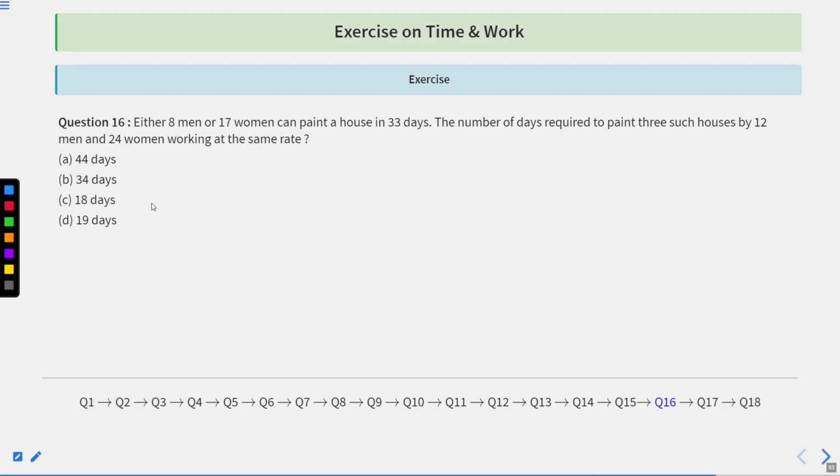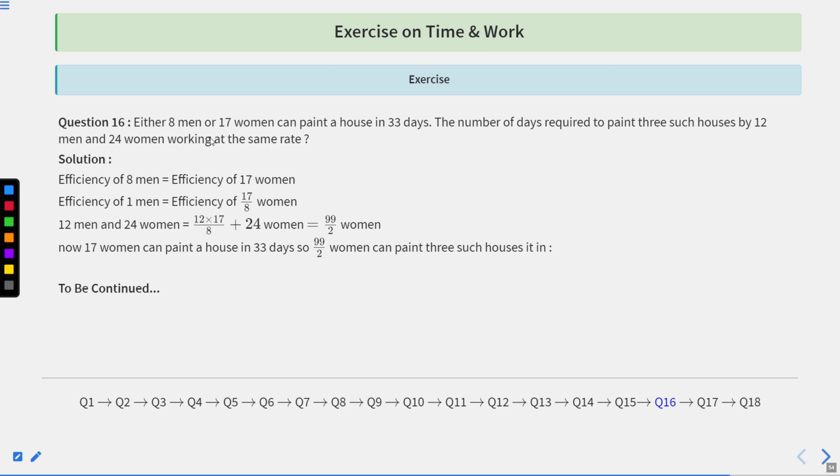Question number 16. Either 8 men or 17 women can paint a house in 33 days. Find the number of days required to paint 3 such houses by 12 men and 24 women working at the same rate. The solution: efficiency of 8 men is equal to efficiency of 17 women, and efficiency of 1 man is equal to efficiency of 17 by 8 women.